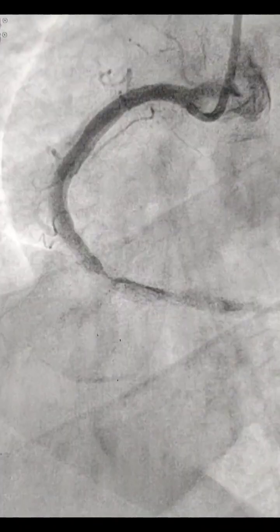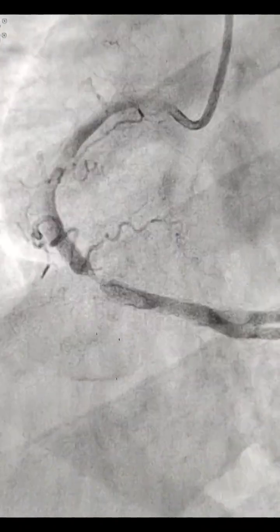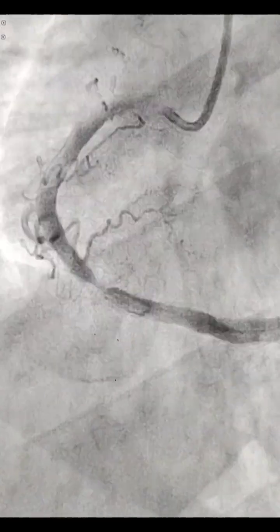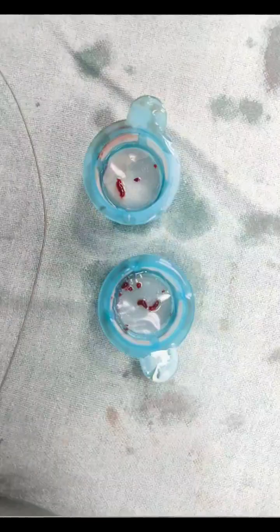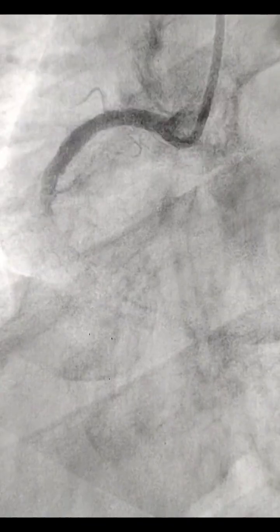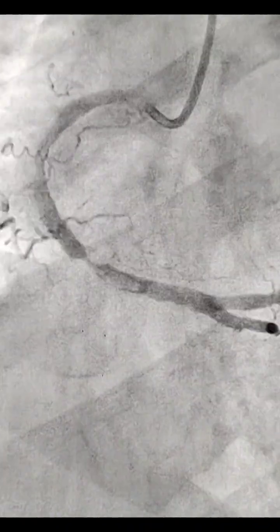So now what to do next? I decided to do thrombosuction. So thrombosuction has been done. I'll post the thrombus picture. We got a significant clot in the thrombosuction net, and this is the picture after thrombosuction.